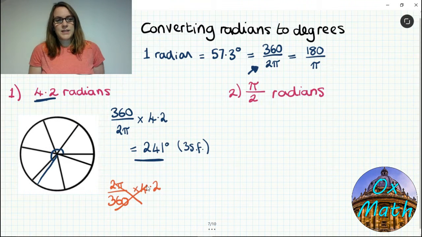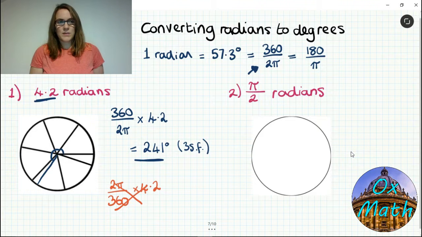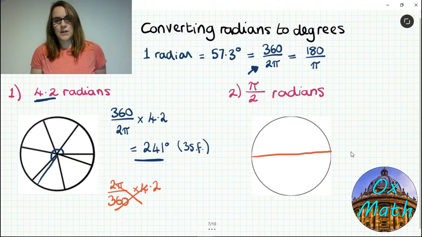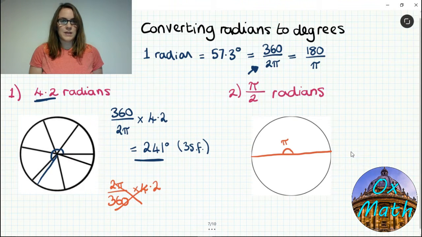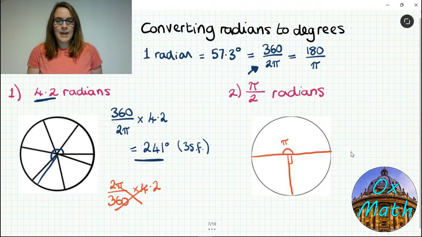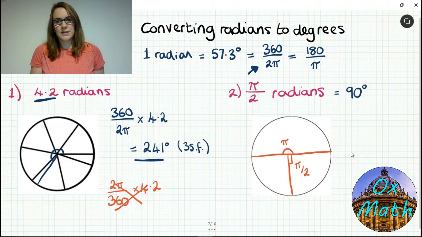Pi by 2 radians then. Often you will see radians given in terms of pi, because there are 2 pi of them in a circle, so it keeps it more accurate. So if we think about our circle in terms of 2 pi radians, we know that exactly half of the circle is going to be pi radians, because we've got 2 pi in total, so half of it, or 180 degrees, is equal to pi. That means then that half of pi is actually equivalent to 90 degrees. So without even putting this into our calculator, we do know that that is 90 degrees.